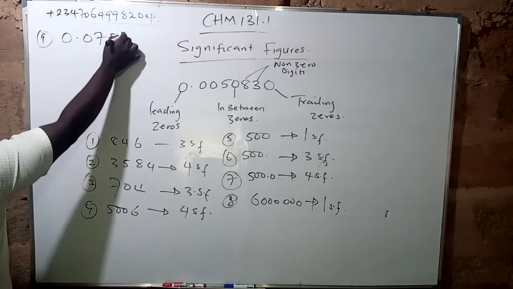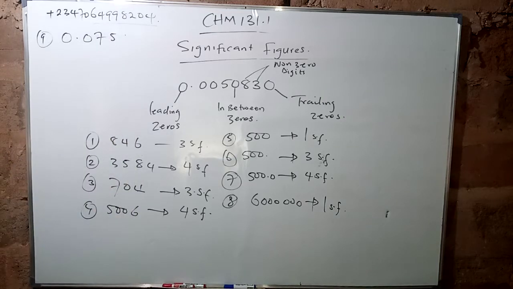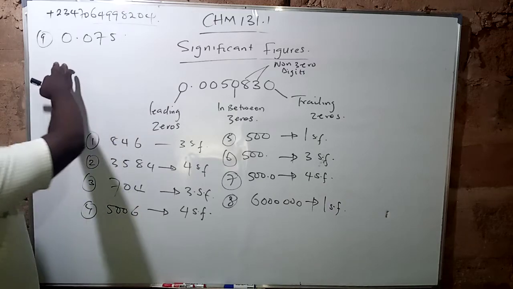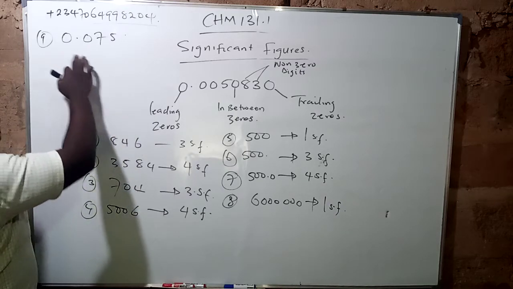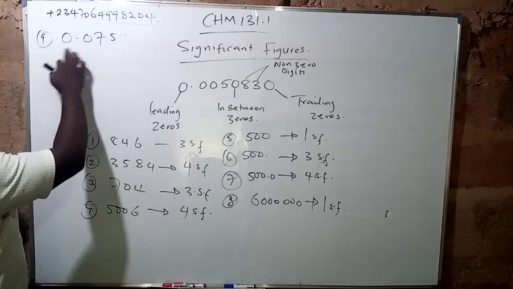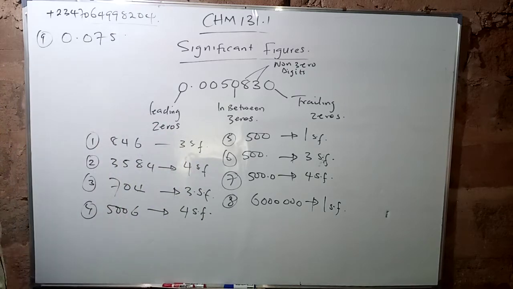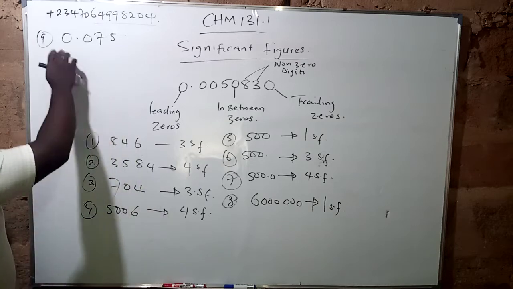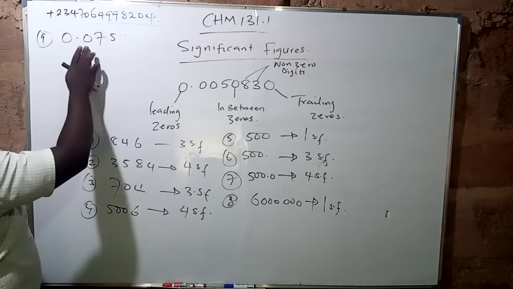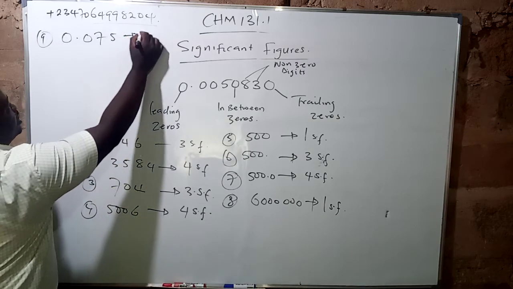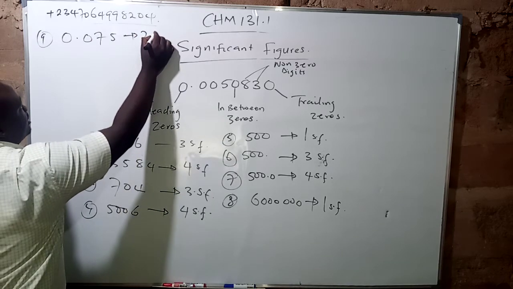You have 0.075. They will ask you how many significant figures there are. Now, whenever the zero is at the left of the number, it's called the leading zeros. And the leading zeros, we don't count at all. So you won't count this, you won't count this. So we only have two significant figures.